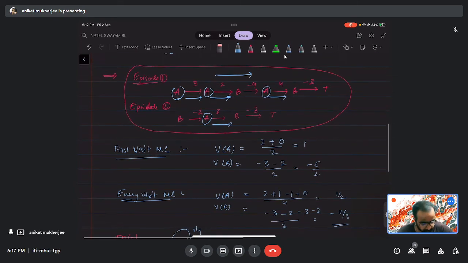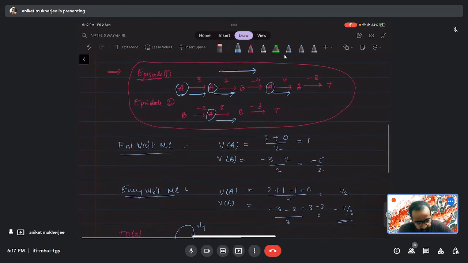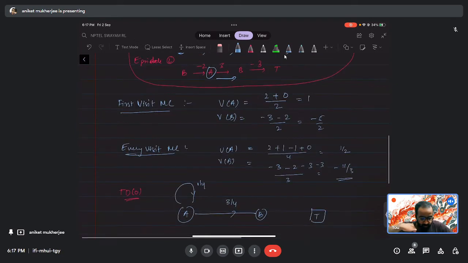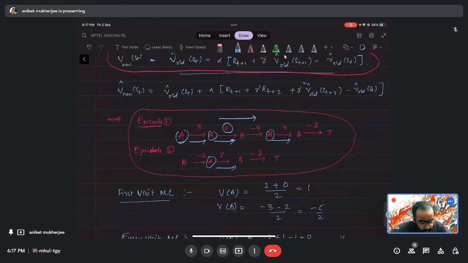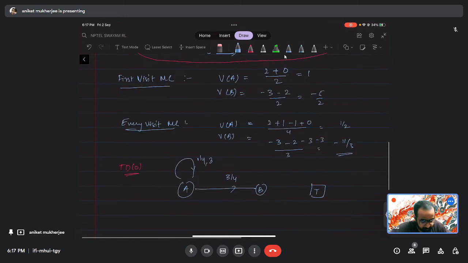So for the reward, when I go from A to A, the reward I get is 3. I go from A to A only one time and I get the reward 3. So my average reward is 1/4, 3. I am writing the probability of going from that state to that state, then the reward. A to B: once I get 2, once I get 4, once I get 3. So this is 6/3.